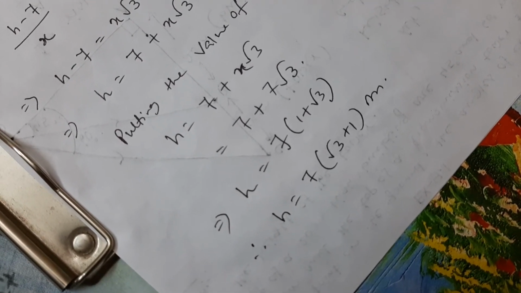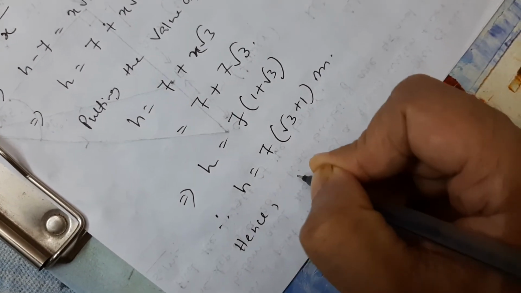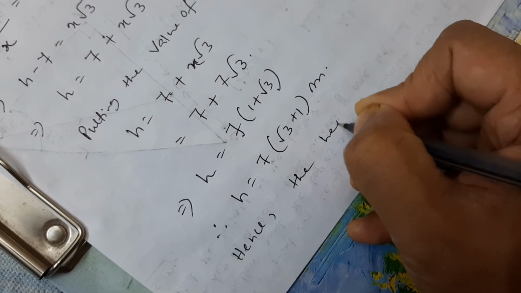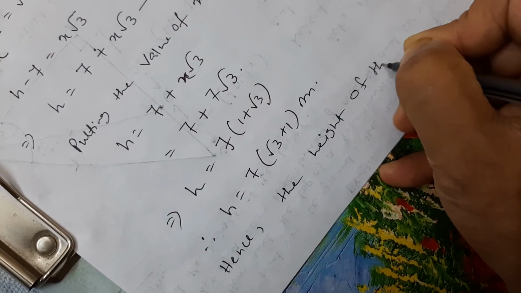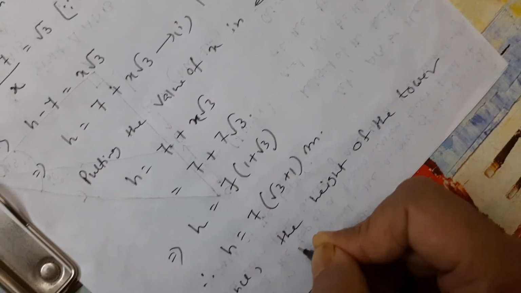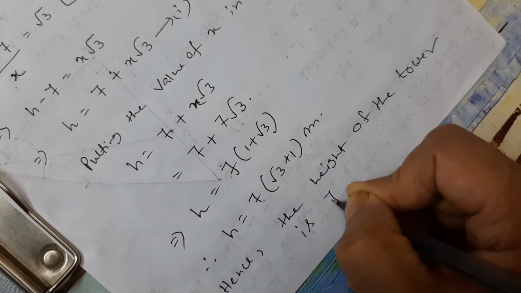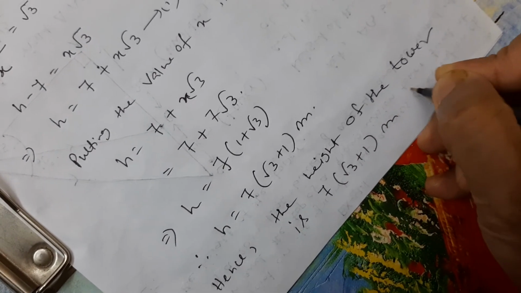The question is to determine the height of the tower, and H means the height of the tower. So hence the height of the tower is 7 into (root 3 plus 1) meters. This is the answer.